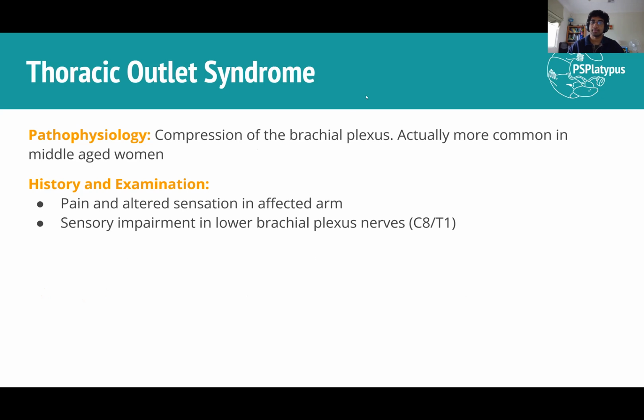Okie dokie. Thoracic outlet syndrome, this one's really quick. So we get a brachial plexus compression due to sort of crowding, often in the thoracic outlet right at the top of your rib cage. And we get pain and altered sensation in the affected arm, and particularly we'll get sensory impairment in the C8 and T1 dermatomes, if you remember those. So if you get altered sensation, it's not across the whole arm, it's only in those places, and that might be a suggestion that we've got a problem with the thoracic outlet.